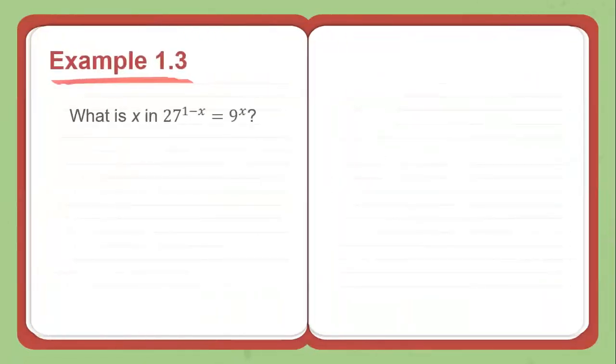Next example. What is x in 27 raised to 1 minus x is equal to 9 raised to x? So we know, class, that we can notice that neither of the sides can be expressed as the power of either of the bases of this equation, right? So 27 cannot be expressed as the power of 9, and 9 cannot be expressed as the power of 27. But we know that 27 can be expressed as 3 cubed, while 9 can also be expressed as the power of 3, which is 3 squared.